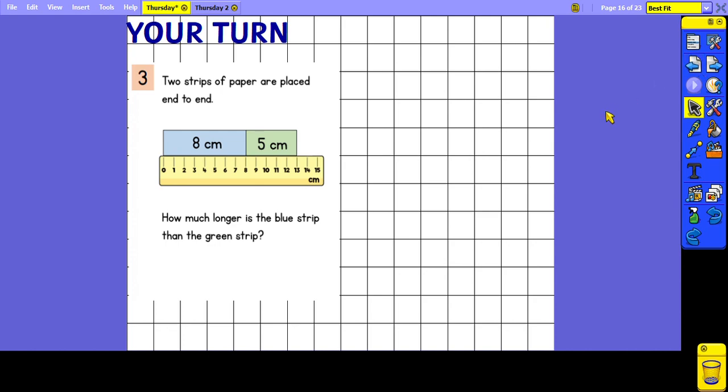So now it's your turn to have a go. Pause the video, see if you can answer this question. This time you're looking to find how much longer the blue strip is than the green strip. Okay, pause the video now and then I'll go through the answers.